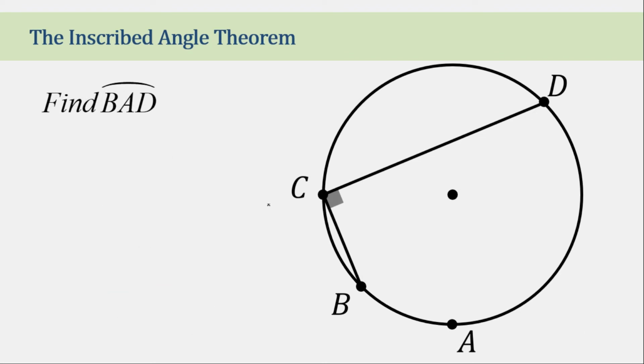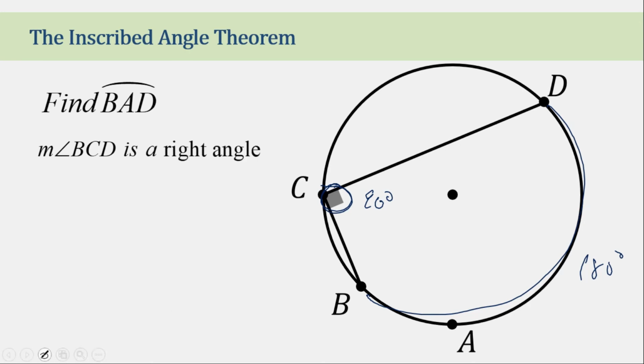Now let's find the measurement of arc BAD. As you can see, there is a symbol here. This symbol signifies that the measure of this angle is 90 degrees. Since the angle is 90 degrees, we need to double it to find the measure of its intercepted arc. So twice 90 degrees is equal to 180 degrees.